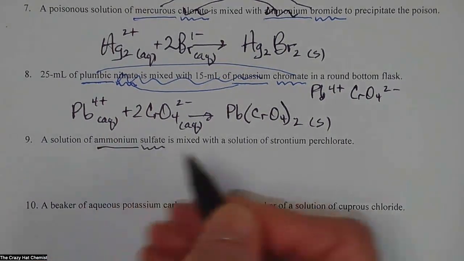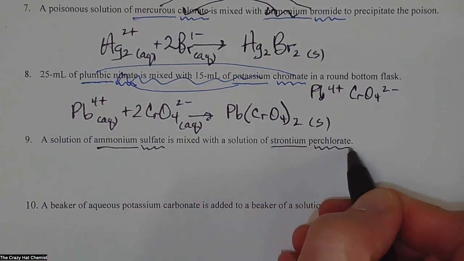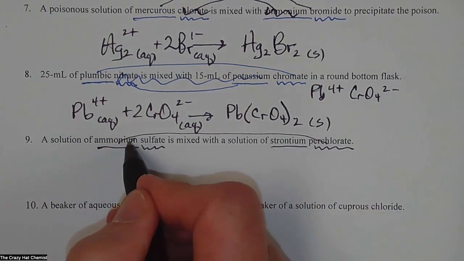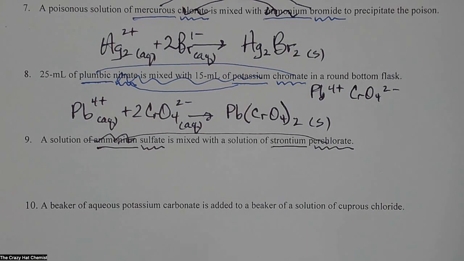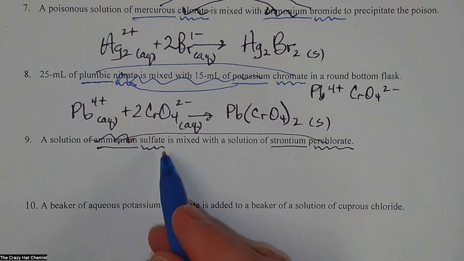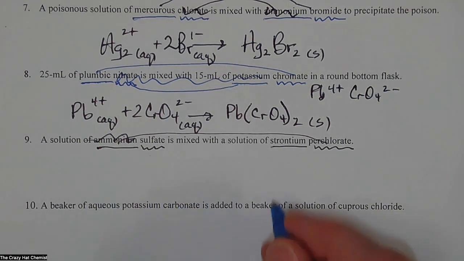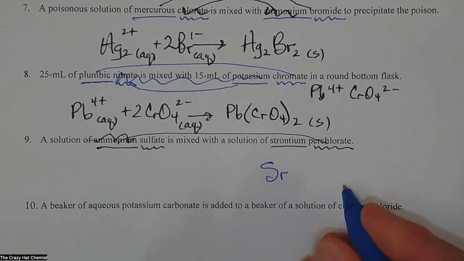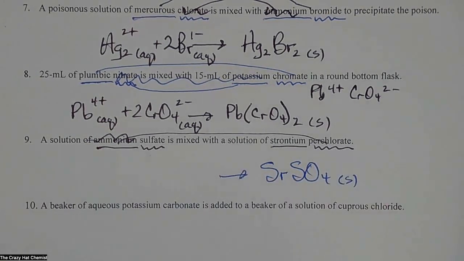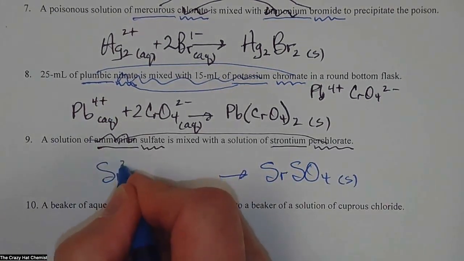Ammonium sulfate and strontium perchlorate. So ammonium and perchlorate, that's a no because ammonium does not form anything. And then we have strontium sulfate. And so sulfates are aqueous except for barium, strontium, lead, and calcium. So it's strontium, which is a group 2 sulfate, SO4, 2 minus. So that's a 1-to-1 ratio. That's a solid.